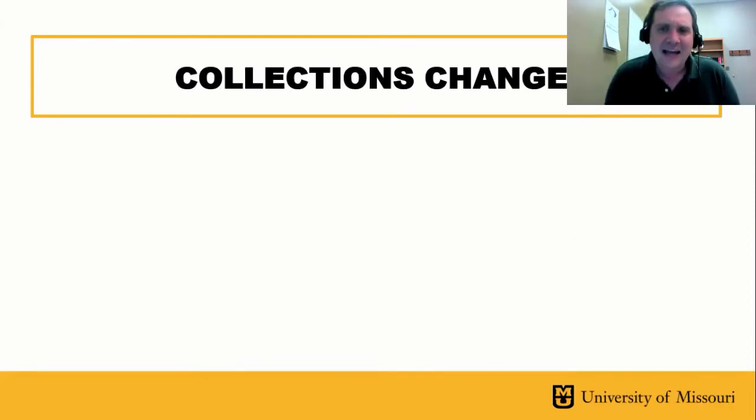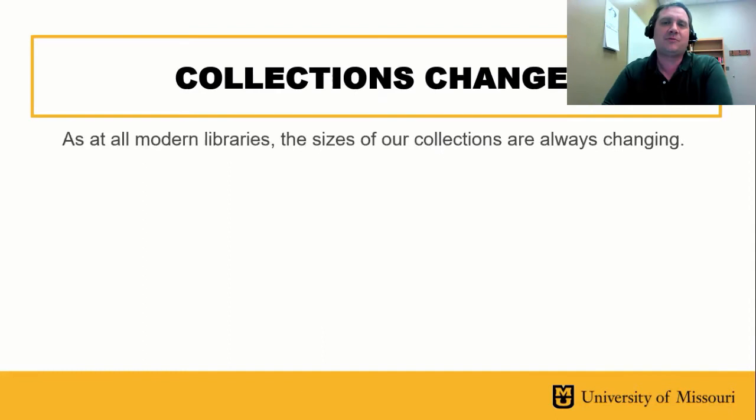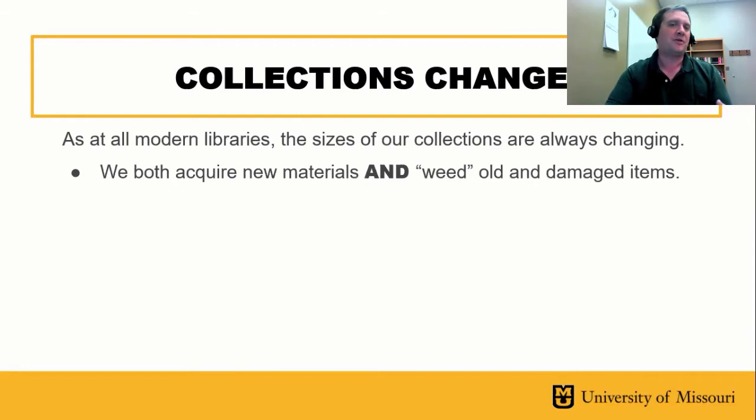It's important to know that collections change. So I've gone through and I've described the types of materials that we have in our collection, but as with all modern libraries, the sizes of our collections are always changing, and our collection is both expanding and contracting sort of at the same time. And that's always happening. It always has happened, and it always will. So we both acquire new materials. We're purchasing new books. We're purchasing physical books. We're purchasing ebooks. So we are growing our collection.